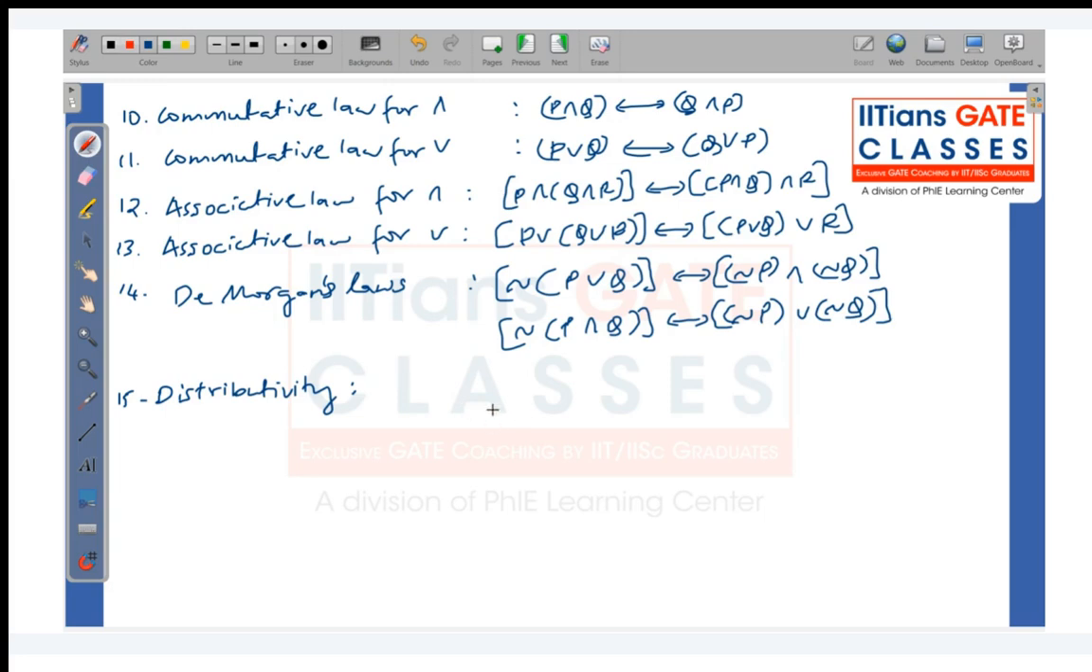Yes, that's correct. P and (Q or R) is equivalent to (P and Q) or (P and R).